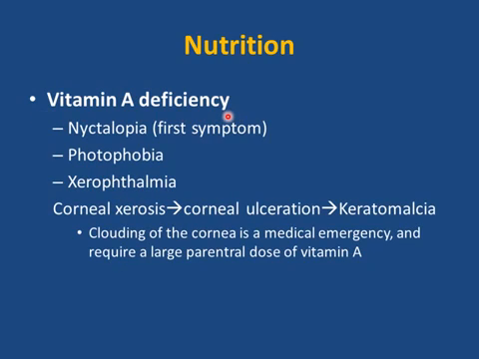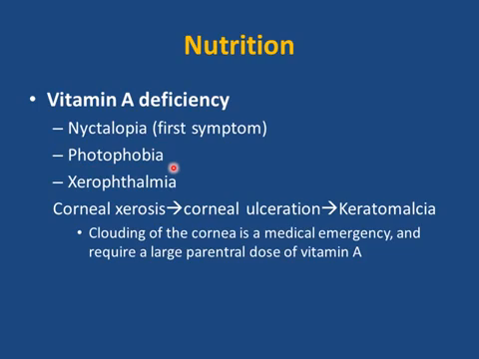Vitamin A deficiency. Vitamin A is found in green leafy vegetables, carrots, and sweet potato. The most common causes of vitamin A deficiency: malnutrition, of course, Crohn's disease, celiac disease, hepatic failure. The first symptom to appear is nyctalopia, which is a fancy word for night blindness. This is the first symptom usually to appear.